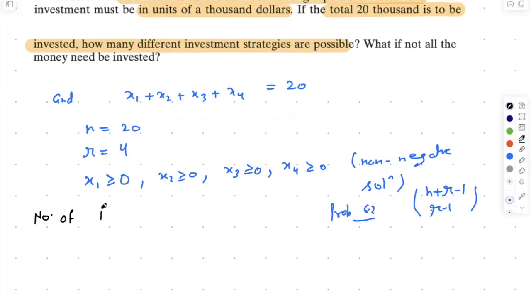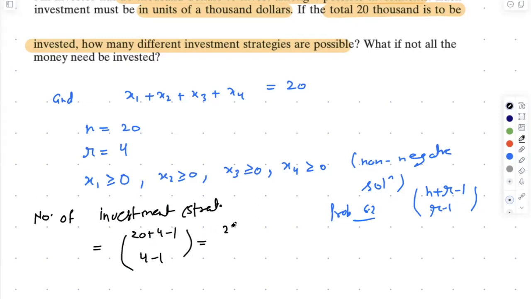the number of investment strategies is going to be n plus r minus 1, that is 20 plus 4 minus 1, choose r minus 1. So you simplify this. How much is this going to be? 20 plus 4 is 24, minus 1 is 23, choose 3. You can calculate this and you can easily find the answer.